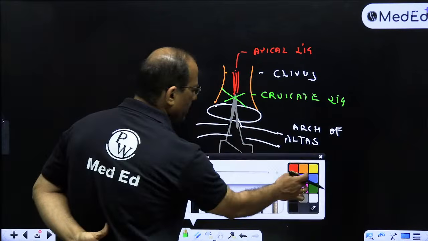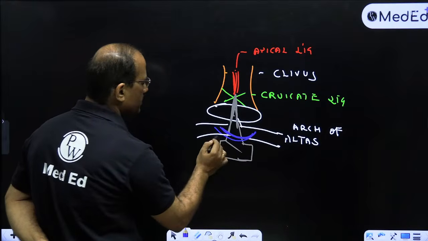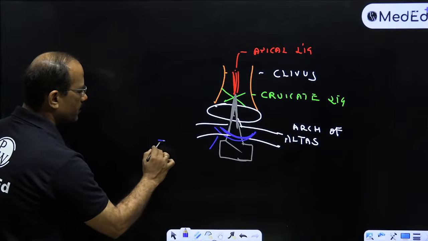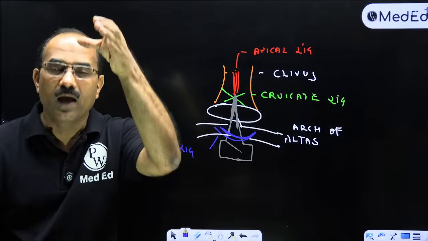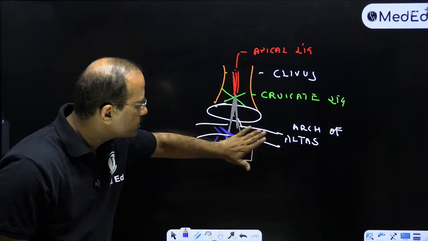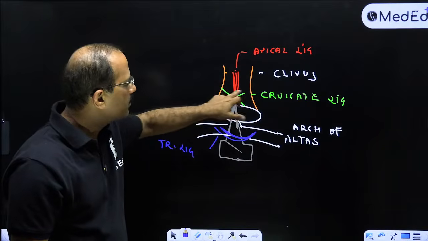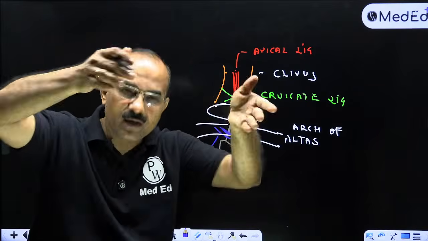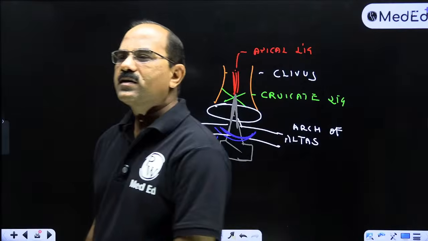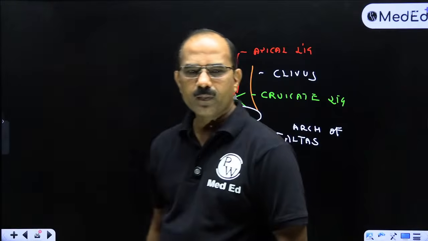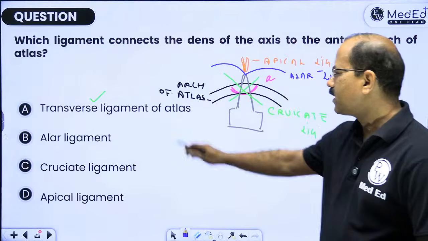And यहाँ पे एक ligament है. Like this. This is the transverse ligament. So the transverse ligament holds the odontoid process to the anterior arch of atlas. ये transverse ligament है. बाकी apical ligament, ये cruciate ligament, ये सब skull के अंदर है. They are inside the skull. I hope this is clear. Is this clear to all of you? Fine. So answer for this is transverse ligament of atlas.